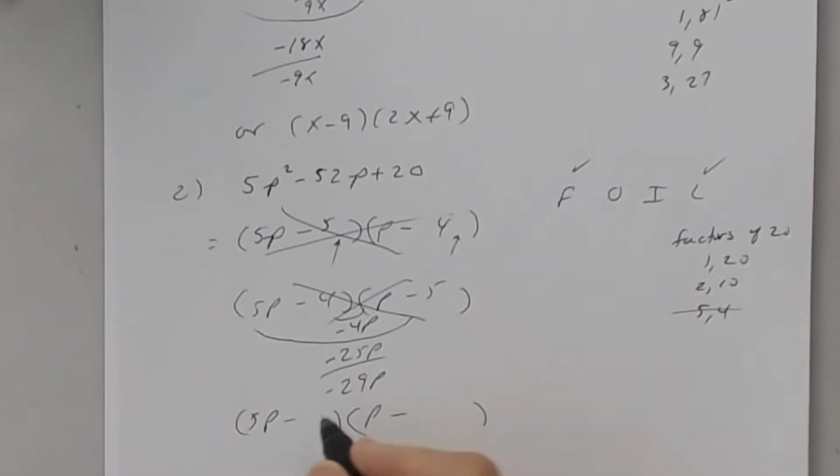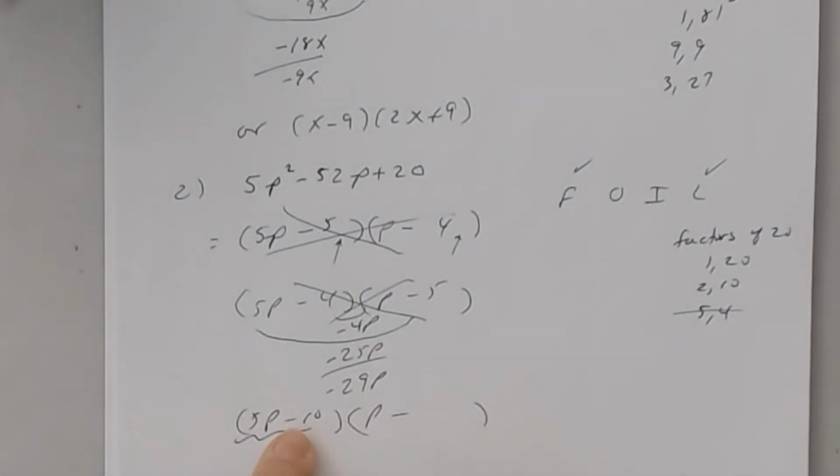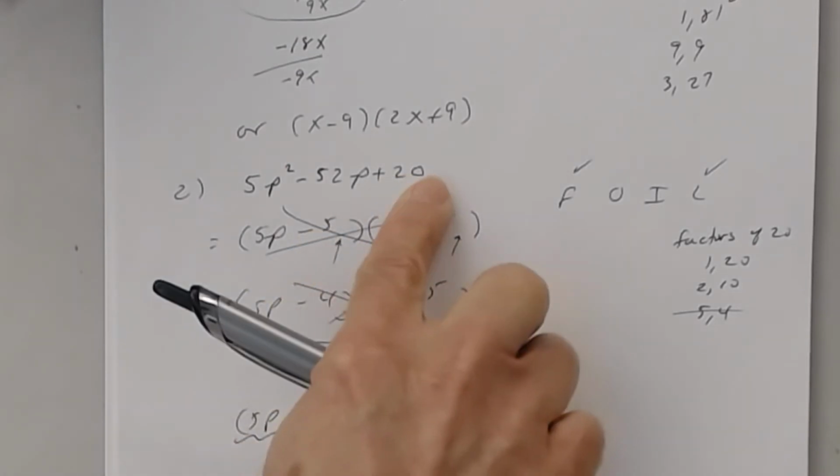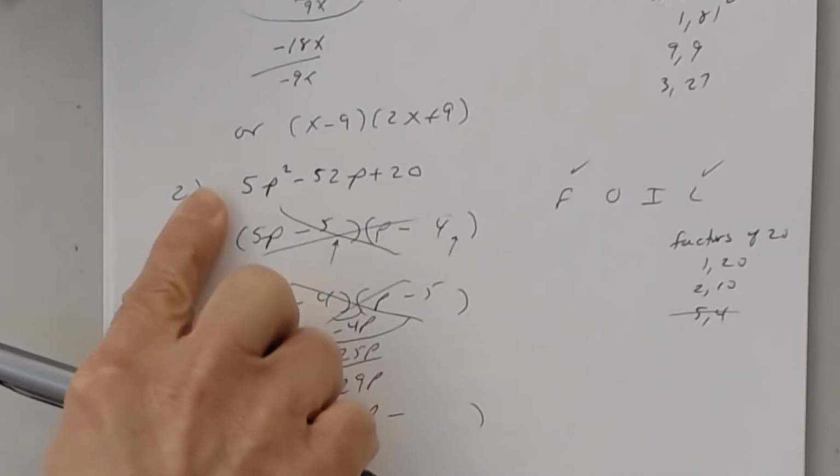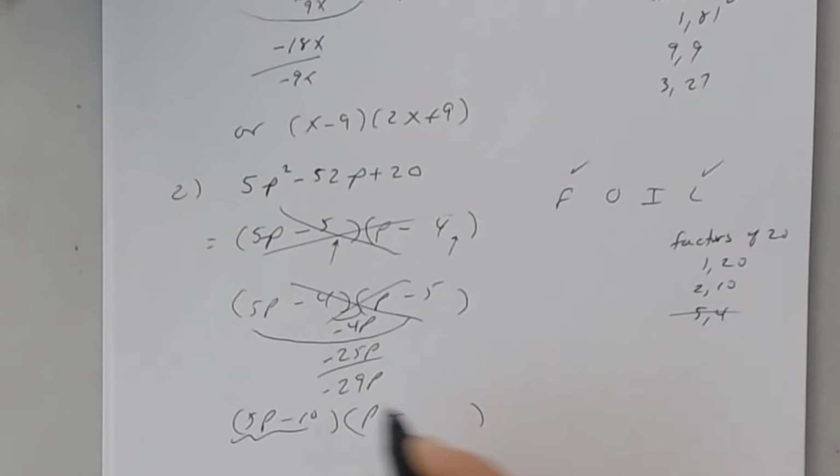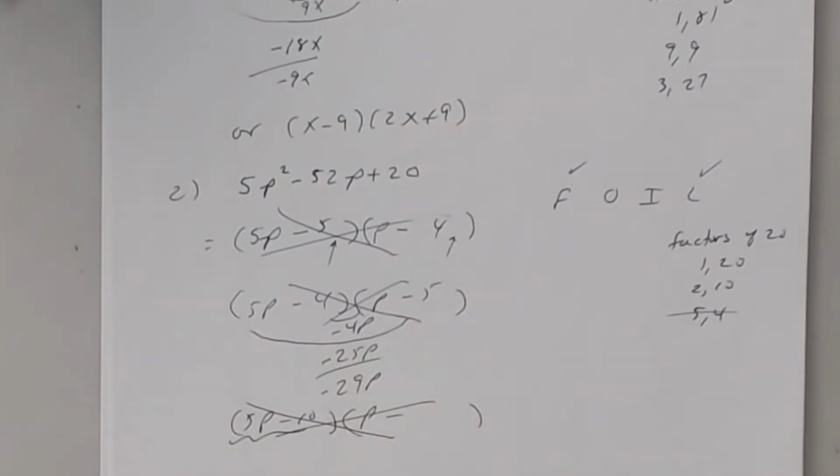Because if I put the 10 here, that means I could take out a what? A 5, which meant that this GCF was a 5. So right away, you know I cannot put the 10 here. So where should I put the 10? In the second binomial. Very good.